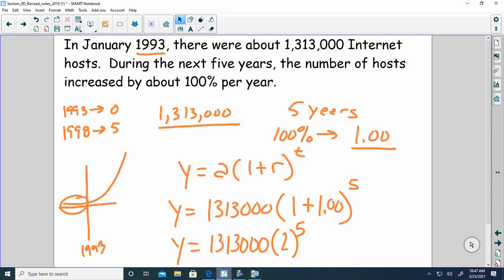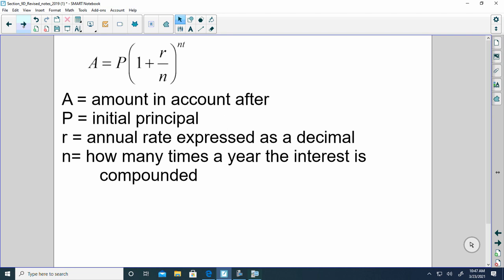All right. Let's move on. Okay, so now we're going to take the same equation, but now we're going to change it to where we have this value n. And this means the number of times something's compounded.